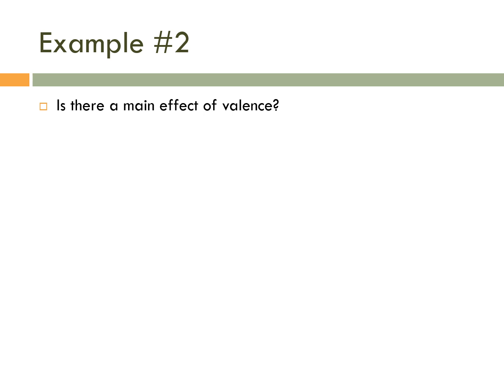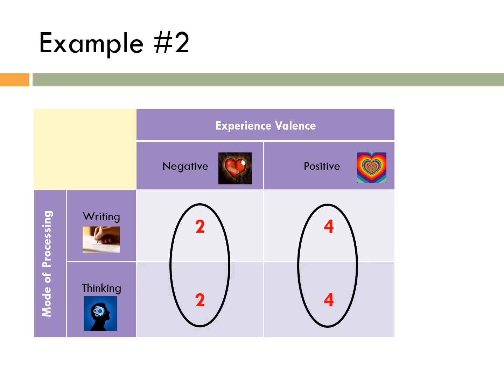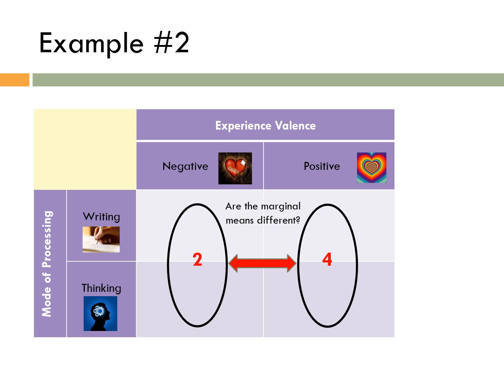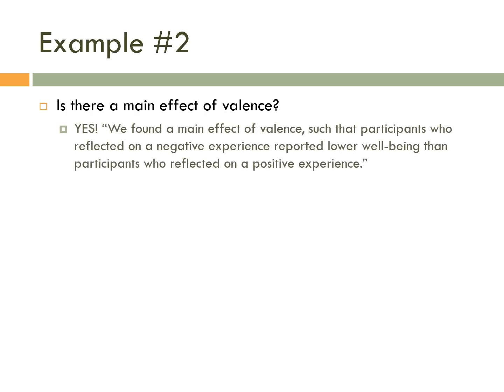Is there a main effect of valence? So we are going to average within each level of valence while ignoring the mode of processing. So within negative, we average the 2 and 2. We're going to get 2. And within positive, we average the 4 and 4. And we want to know, is that 2 different from 4? And we'd run a statistical analysis to find, are those marginal means different from each other? We're not going to run analysis. I'm just going to say you can eyeball it. Yes, 2 is different from 4. So we'd say, yes, they're different. So yes, we have a main effect of valence.